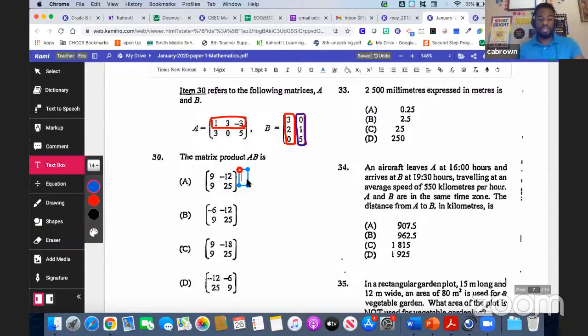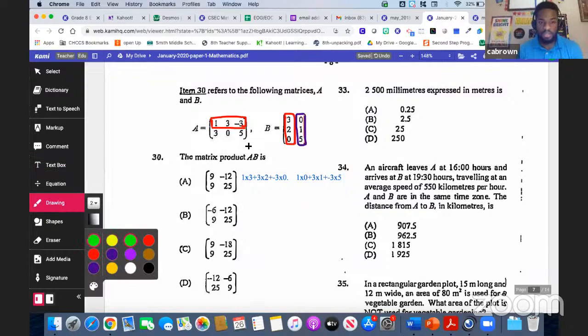So we're doing row times column. So we're doing 1 times 3 plus 3 times 2 plus negative 3 times 0. The next entry is 1 times 0 plus 3 times 1 plus negative 3 times 5. All right, that's better. Below that now I'm going to be looking at the second part.